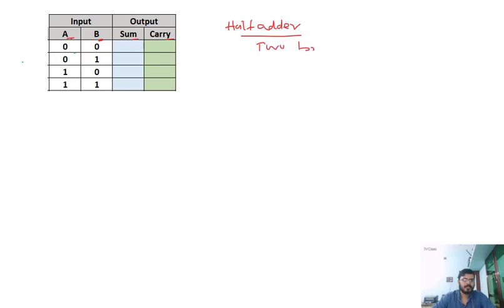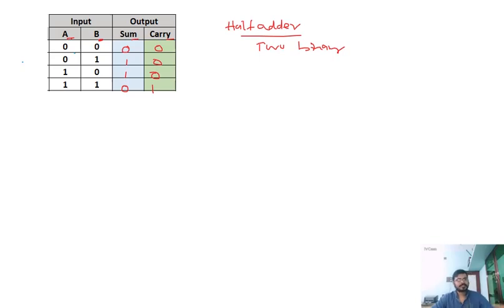Only two binary bits. Now if you sum 0 and 0, the sum will be 0 with a carry 0, and 0 plus 1 is 1 with a carry 0. 1 plus 0 is sum 1 with a carry 0, and 1 plus 1 is 0 with a carry 1. A digital device performing an operation like this, as shown in this truth table, is said to be a half adder.